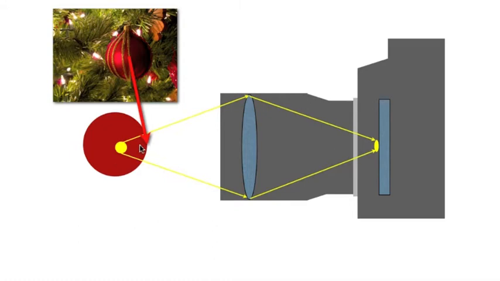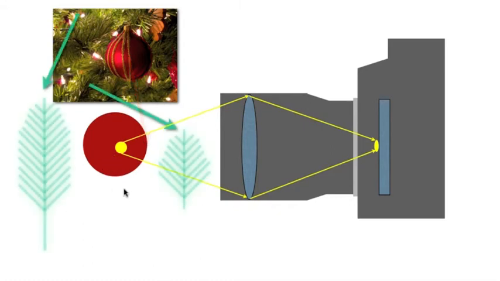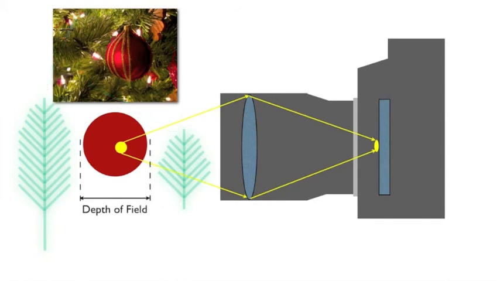Now, in reality, the front and back of this ornament are actually slightly out of focus, but not so much that you would notice. Now, that's not true for the branches that are up close and far away. They are obviously out of focus. The brief distance where objects appear to be in focus is called the depth of field.